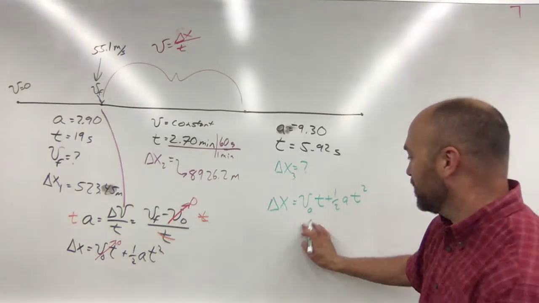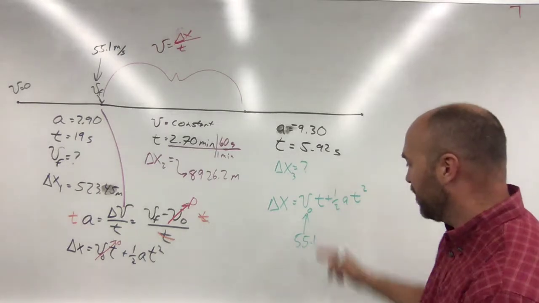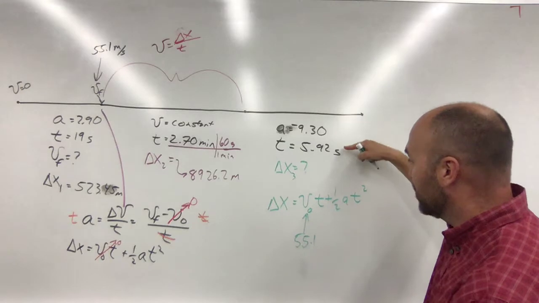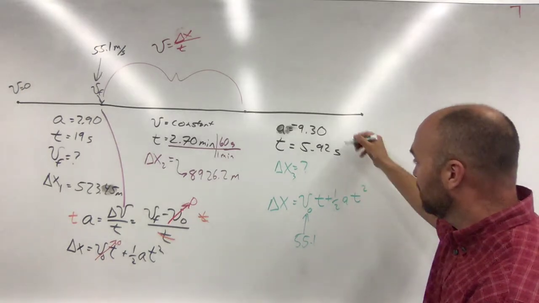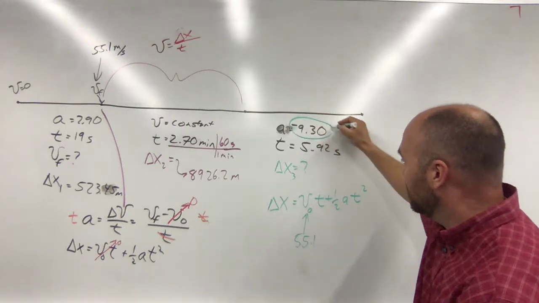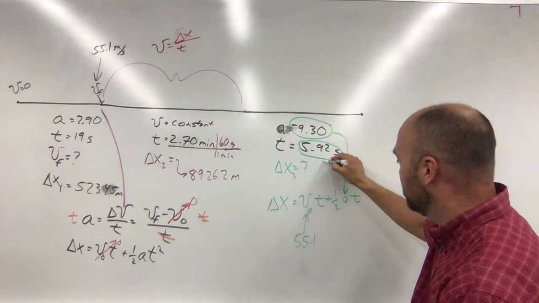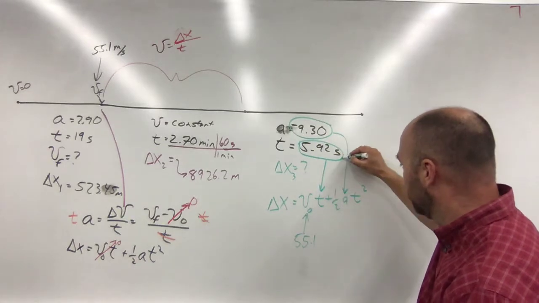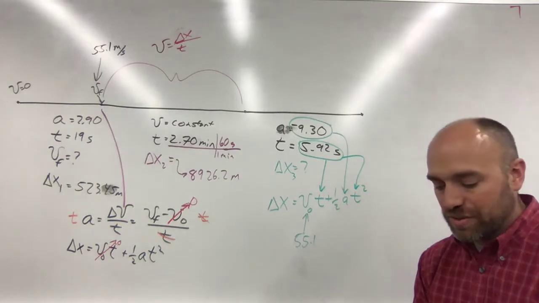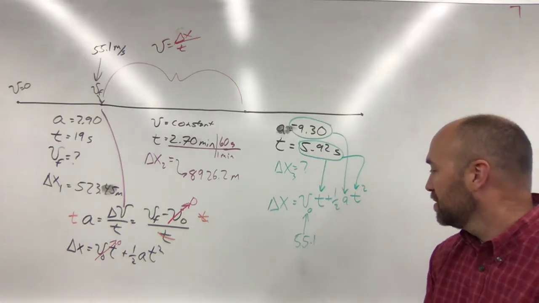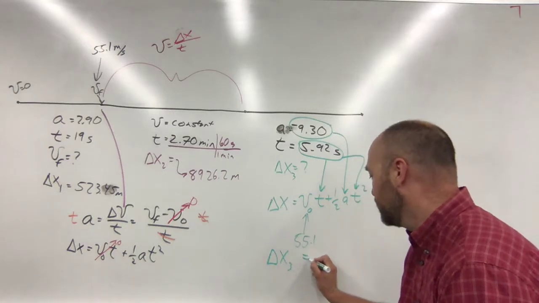Okay, so we're going to plug in 55.1 there, and for the time we're going to use the 5.92 seconds. And for the acceleration, we'll use this 9.3. There you go. Punch it out and see what you get there. So what do you get for delta x 3?